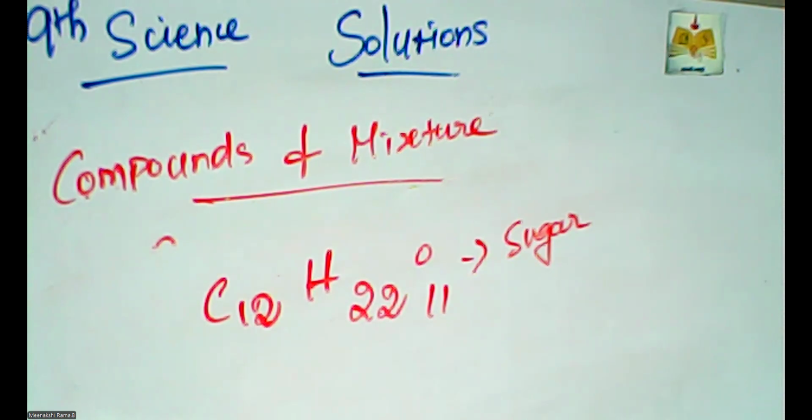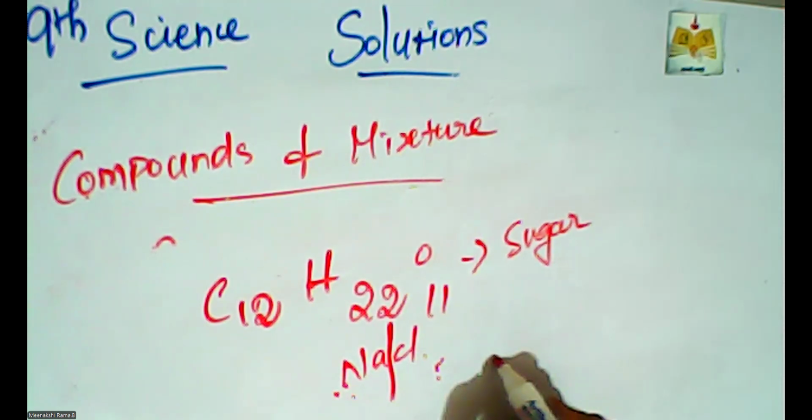And one more example, sodium chloride, NaCl. This is our normal salt. We use it for cooking purposes. It is the best example. Sodium is a metal, and chlorine is a non-metal. These two are joined to form a compound, that is sodium chloride. So this is the explanation about the compound.